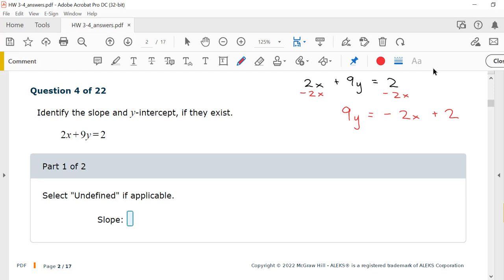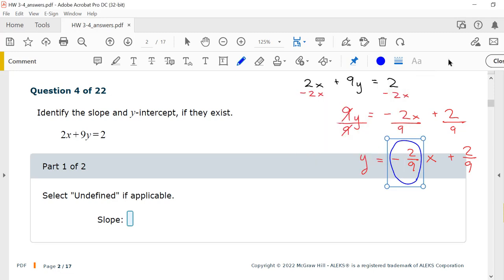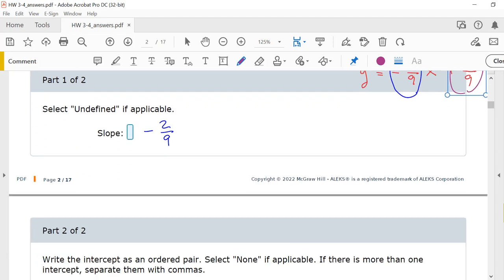Now I want to divide everything by 9. Divide both sides by 9. So I have y equals negative 2/9 x plus 2/9. So my slope is the number in front of the x when it's written in the form y equals mx plus b. My slope is negative 2/9, and my y-intercept is going to be (0, 2/9).